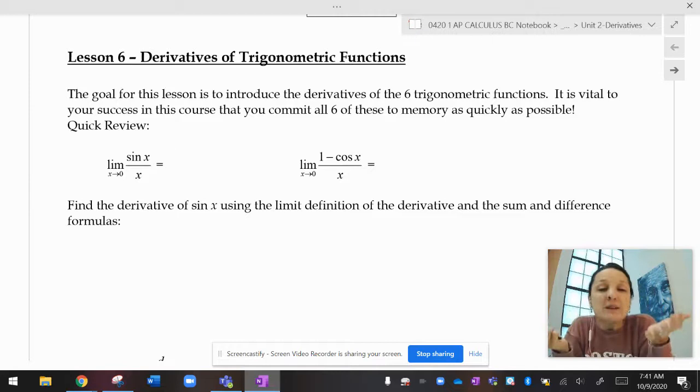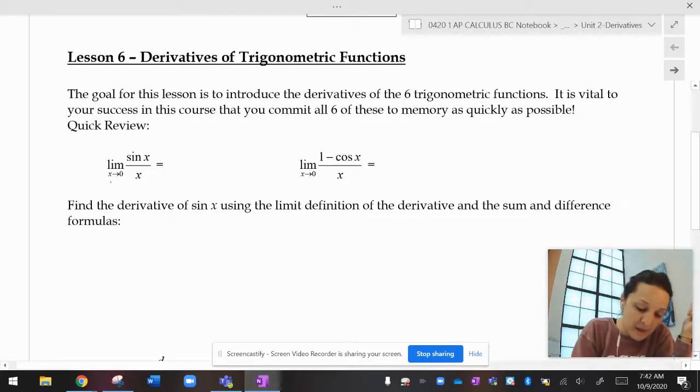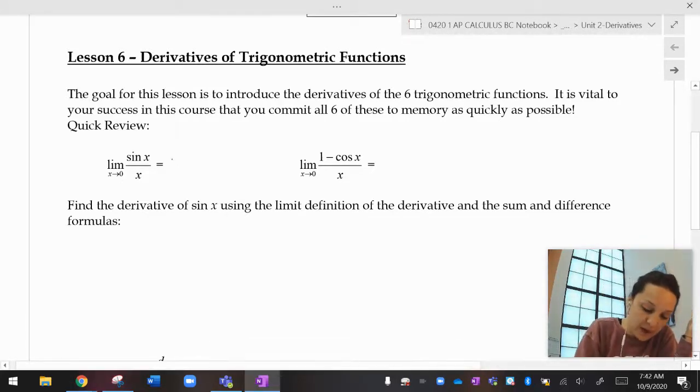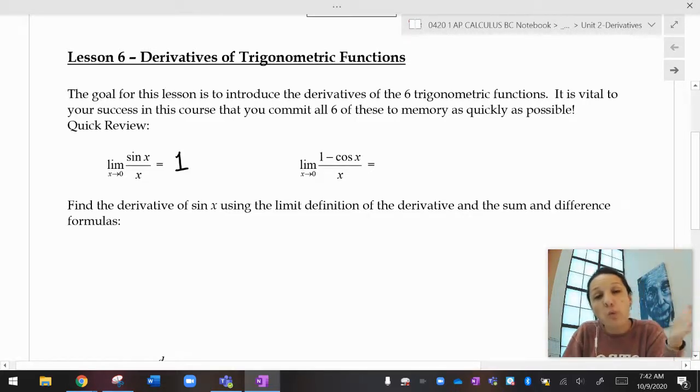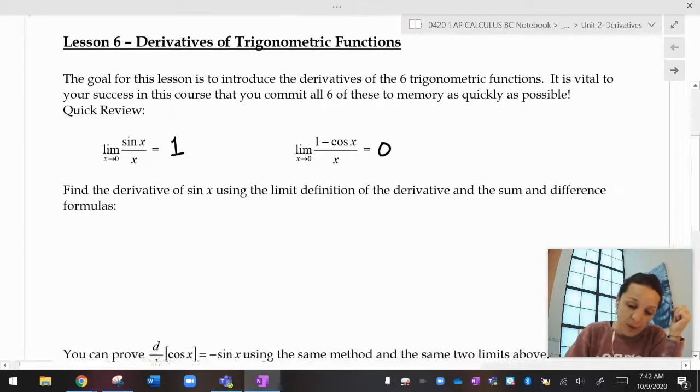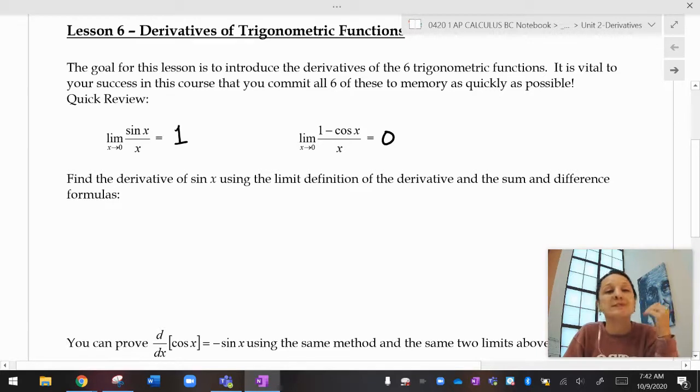So in order to get to these derivatives, what I want to do right now is prove to you algebraically where they come from, so they don't just come out of thin air. Now, in order to prove where the derivative comes from, we actually need to remember two limits. The limit as x approaches 0 of sine x over x is 1. And if x approaches 0 for 1 minus cosine x over x, that one goes to 0. Now, why did we need to know that? Because I'm going to use the limit definition of the derivative in order to algebraically find the derivative of sine x.